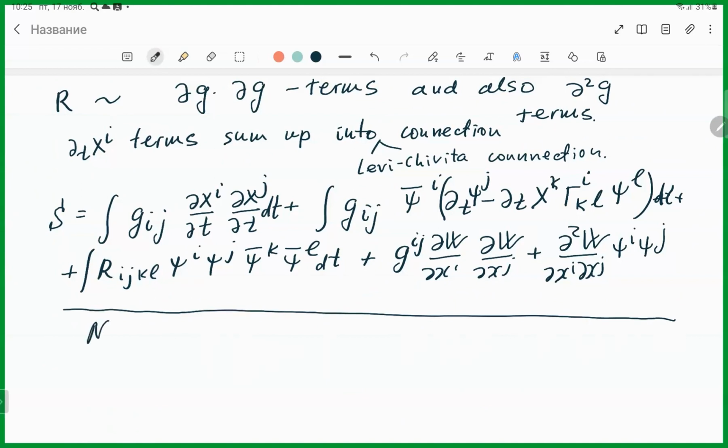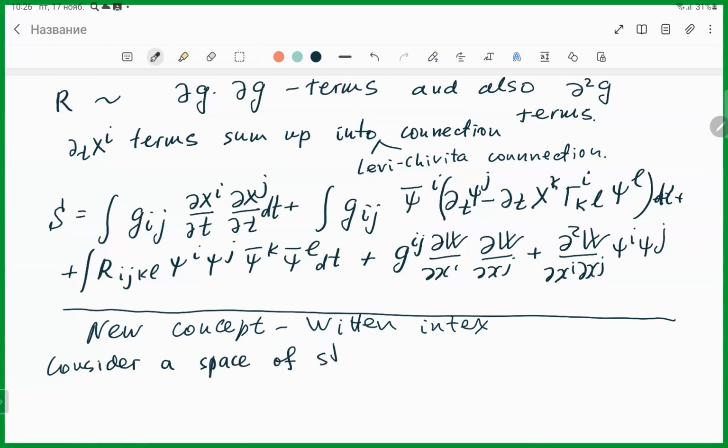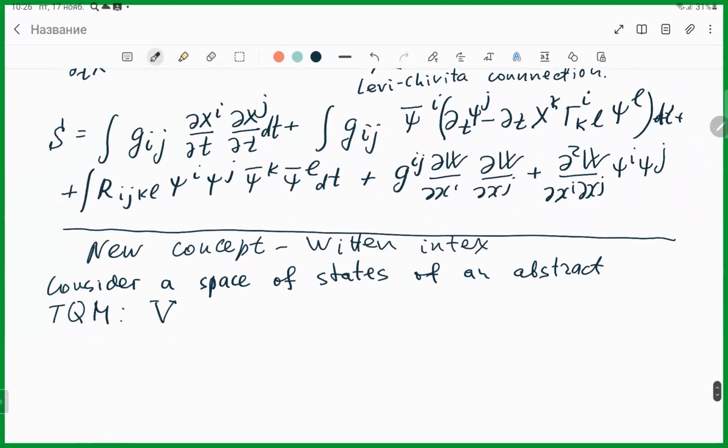I will introduce a new concept. It is called Witten index. I will do the following. I will consider a space of states V of an abstract topological quantum mechanics. It is Z2 graded.